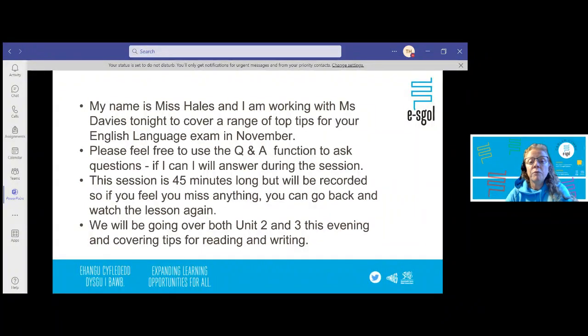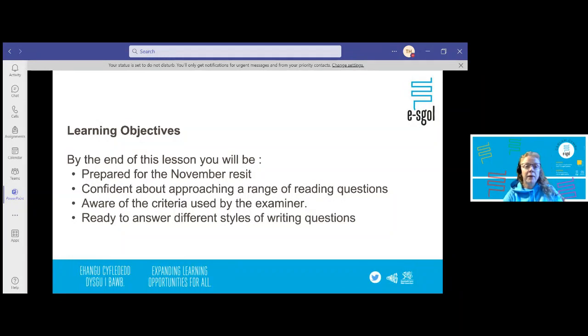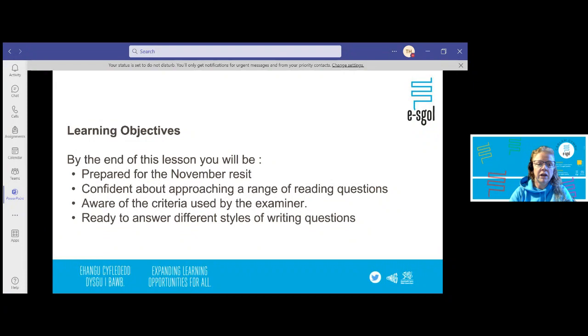Tonight we're going to go over both Unit 2 and Unit 3, covering tips for the reading and the writing. So hopefully by the end of today, you will be happy about the November resit. You'll be confident about the reading questions that you're going to have to face, you'll be aware of the criteria used by the examiner, and you'll be ready to answer the different styles of writing questions, which is what we're going to go through this evening.